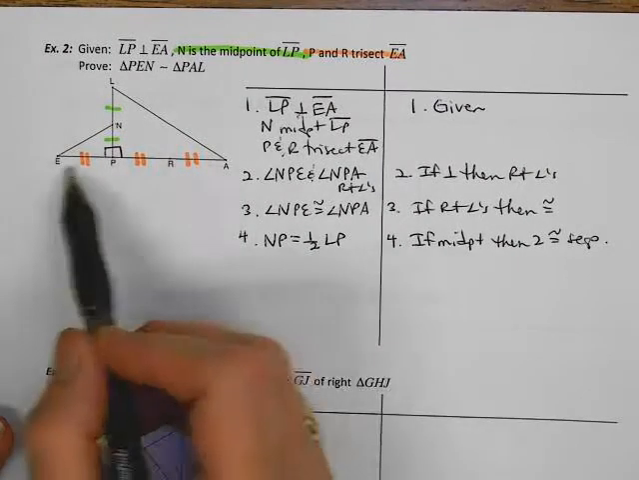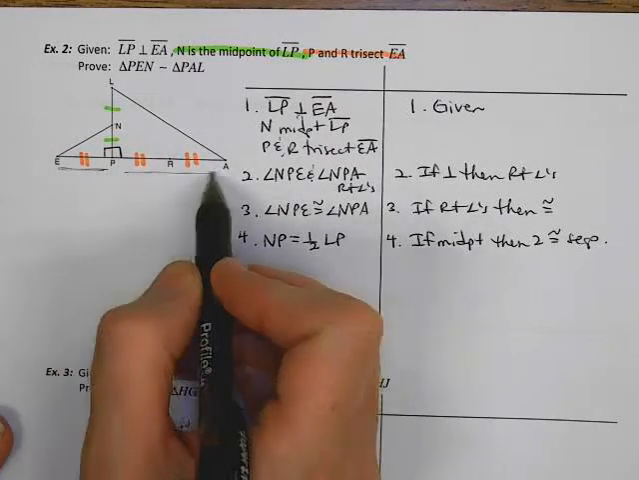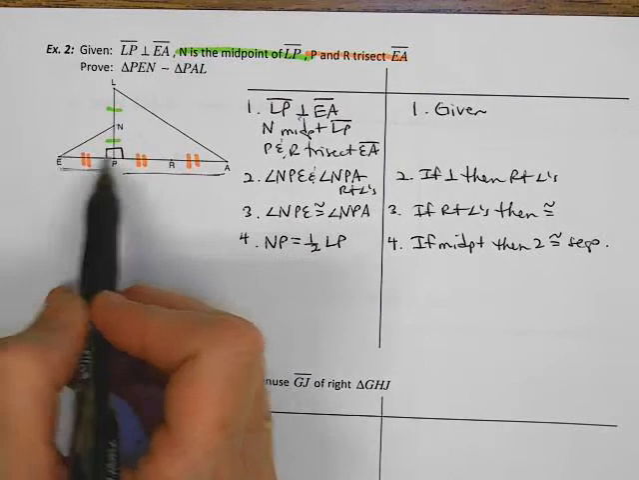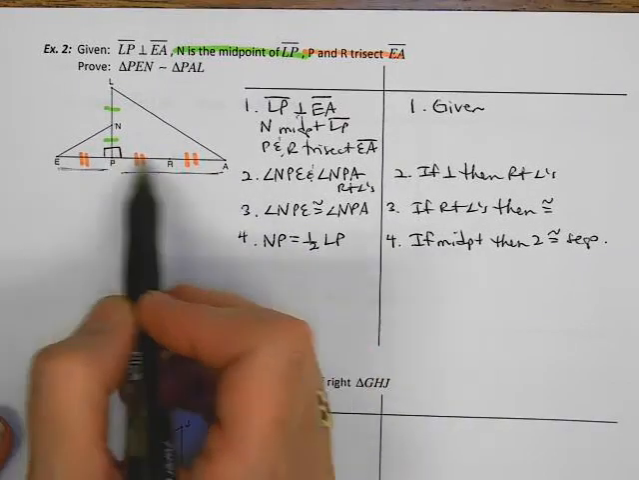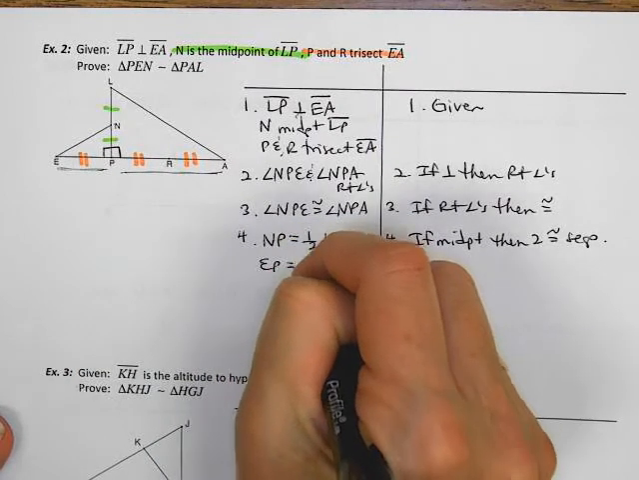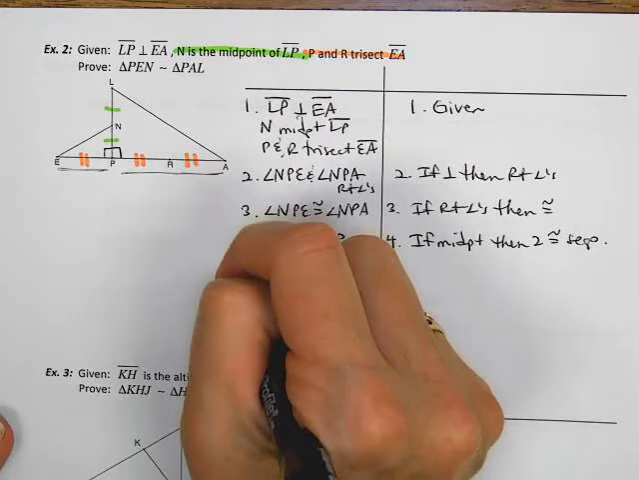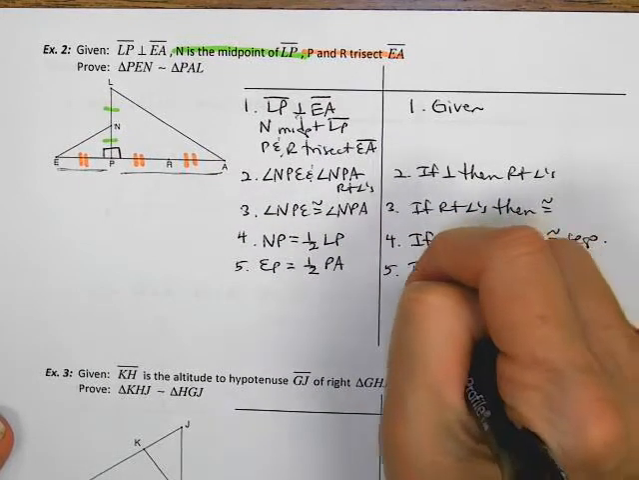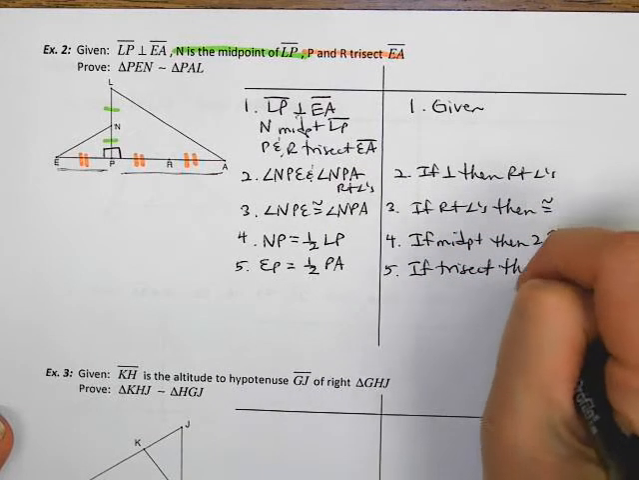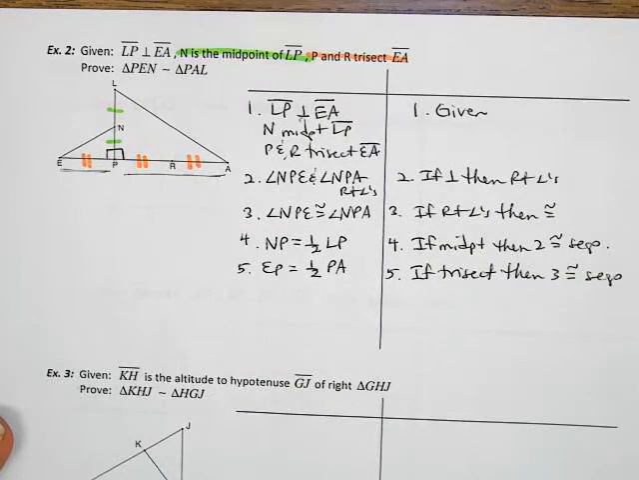Now look at the orange. I want to talk about this side of the triangle versus this side of the triangle. Just like in the greens, this guy's made up of 1, this guy's made up of 2. So can't I say EP equals 1/2 of PA? That comes from the trisect. I'm just writing it in a very different way. If trisect, then 3 congruent segments. I'm just choosing to write it as a ratio.